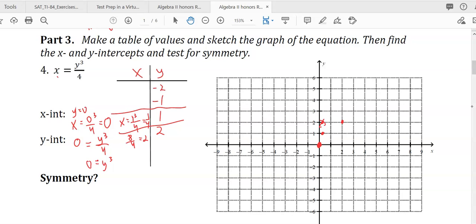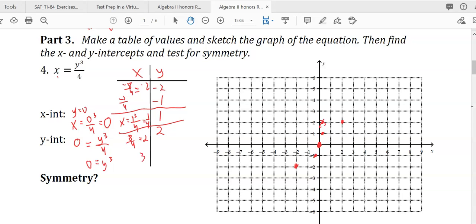Let's plug in -1, so that'd be -1 to the third, which is -1 over 4, which is -1/4. So (-1/4, -1), right about there-ish. And plug in this one. This would be -2 to the third, which is -8 over 4, which is -2. So (-2, -2) is a point.